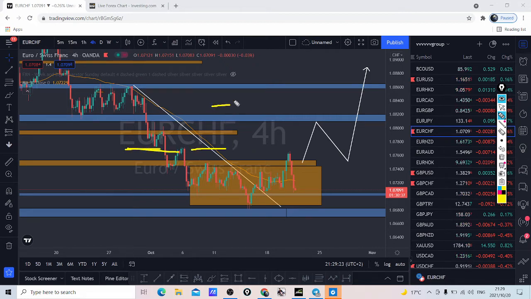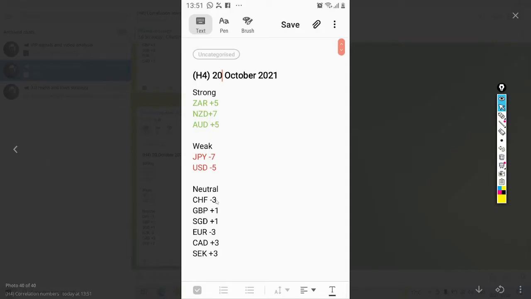Now the euro is sitting at -3, while the Swiss franc is also sitting at -3. So I'm expecting to see the euro going up, and I'm expecting to see the Swiss franc still going down, because the Swiss franc has been ranging, guys. This thing has been in this neutral group for quite some time. So I'm expecting now a breakout.